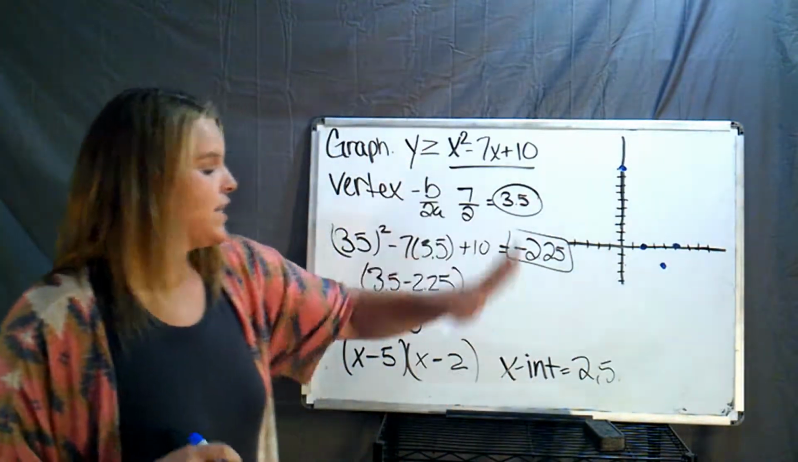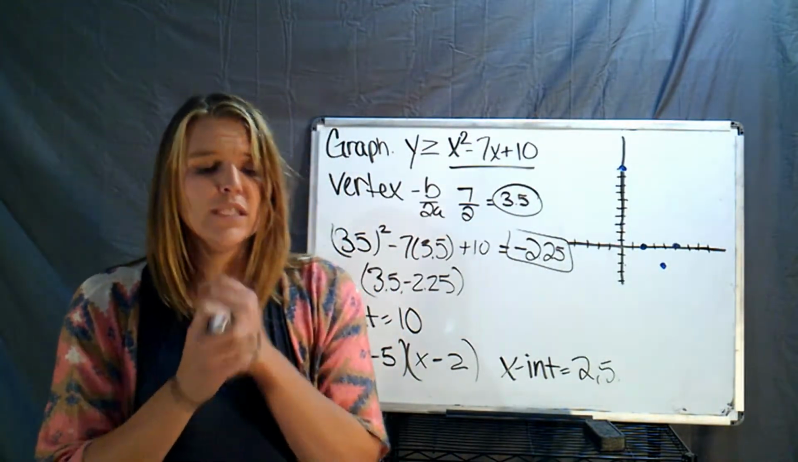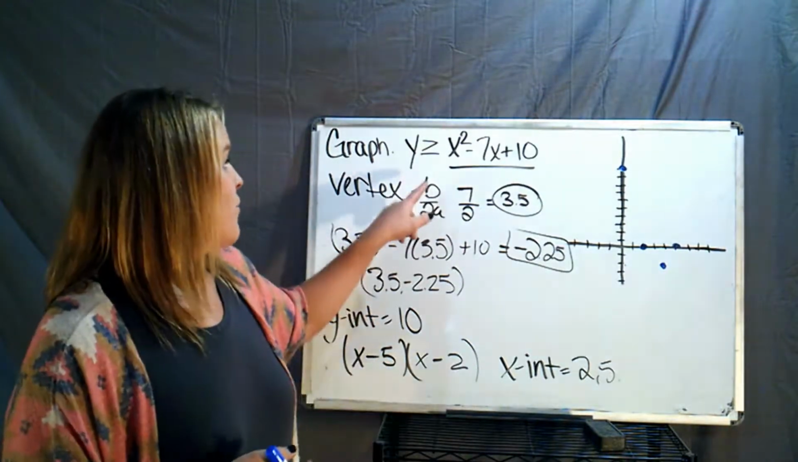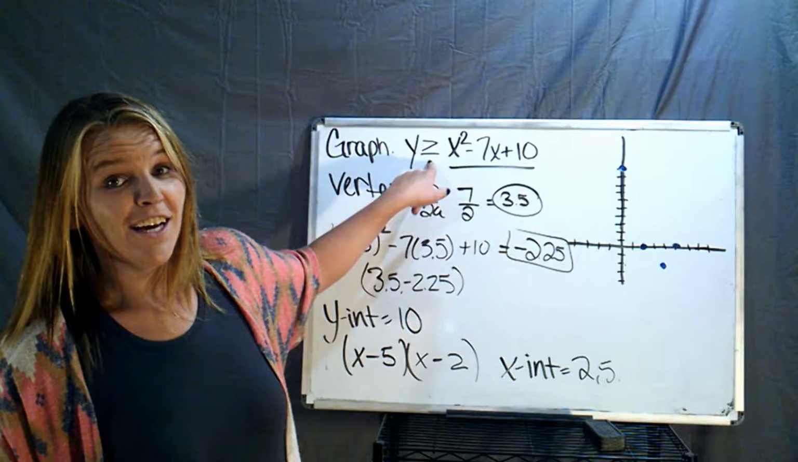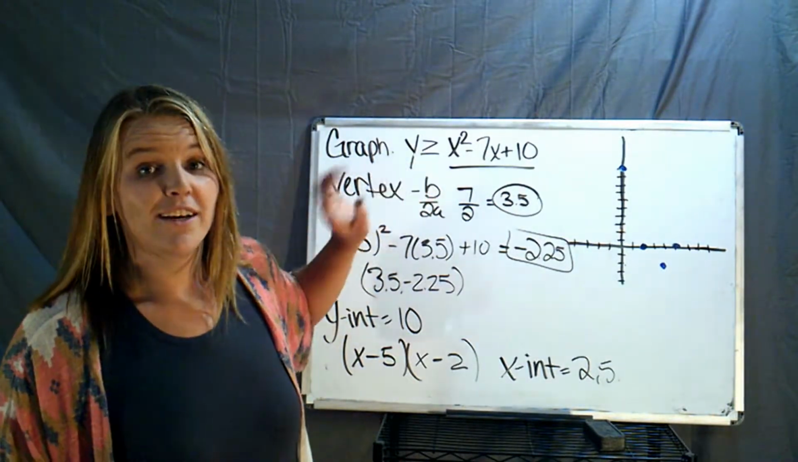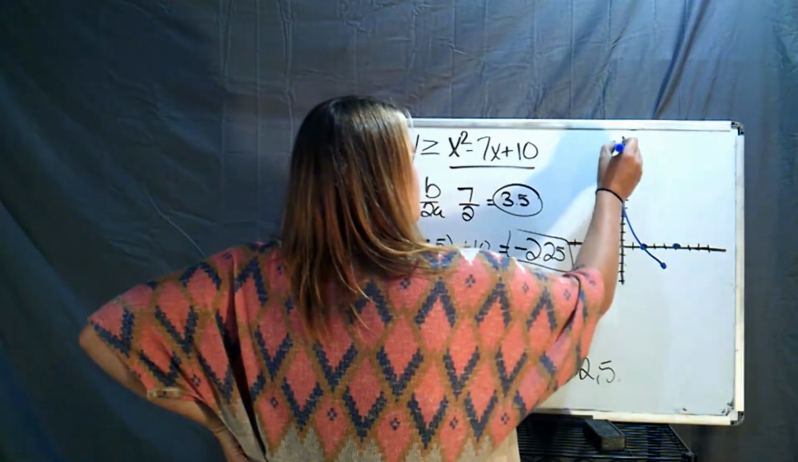And now before I draw this in, you need to look at step number 2, which is: are we going to use a solid line or a dashed line? We're going to use a solid line since it says greater than or equal to. We would draw this in with a dashed line if it was just greater than. So I can draw it in with a solid line.